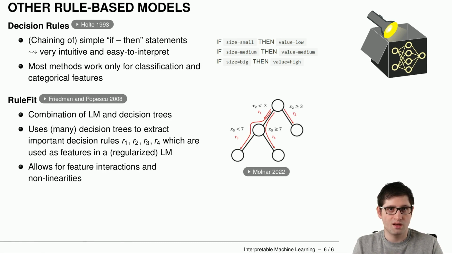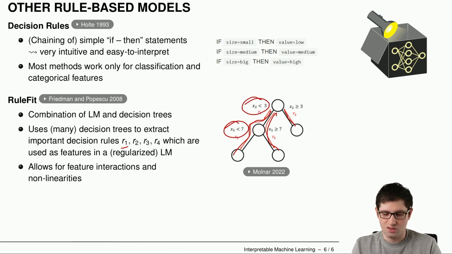Another interesting algorithm is the RuleFit algorithm, which combines the linear model and the decision tree. It basically uses many decision trees to extract decision rules. Decision rules can be derived from these paths like this, for example, this or this here. So essentially we create new features based on decision rules, and then we can train a regularized linear model, for example. And by this we also allow to model feature interactions and non-linearities.